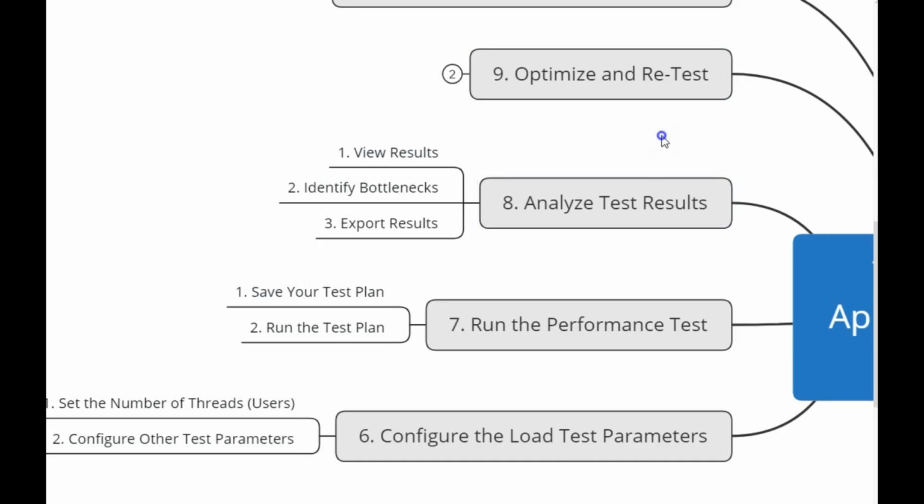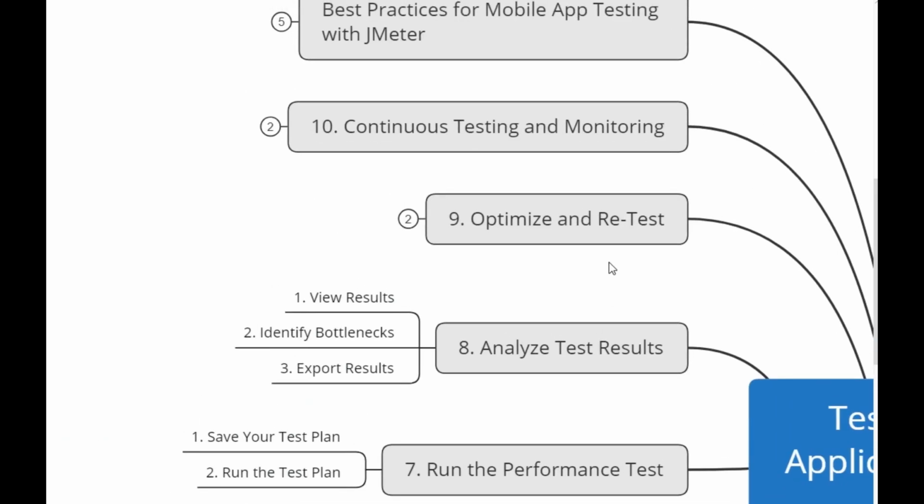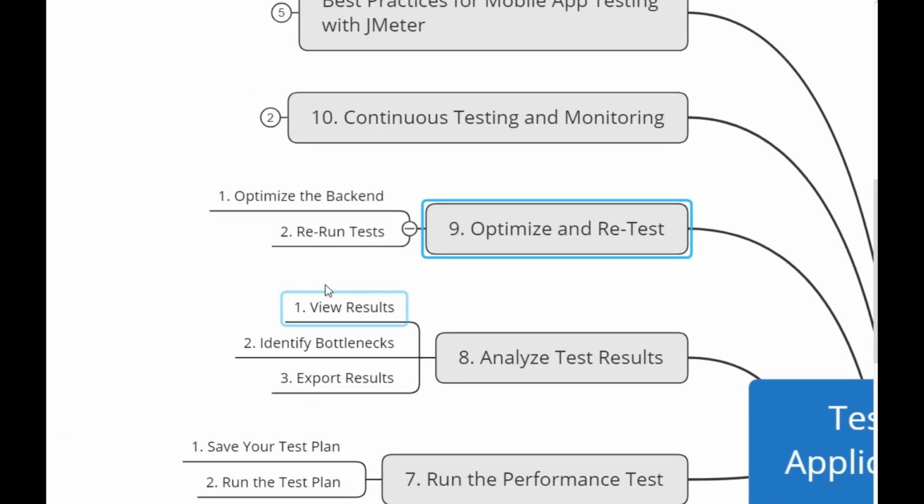After that, we need to optimize and retest. So we need to optimize the backend services, and we need to rerun the tests. Based on the results, just optimize the backend, the server, for example, adding some more resources, or the database or APIs to address the identified issues.